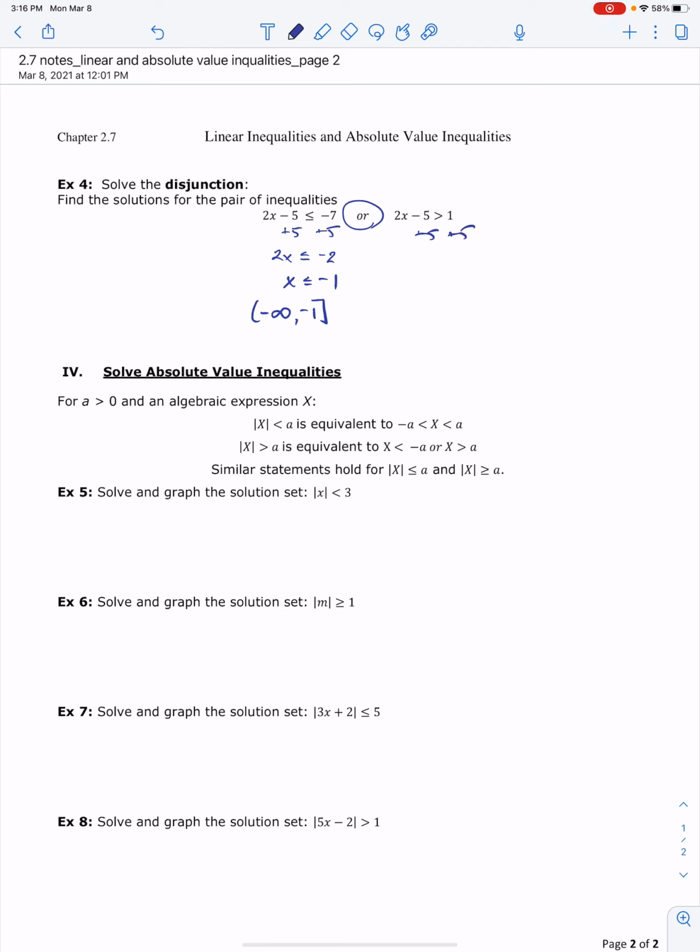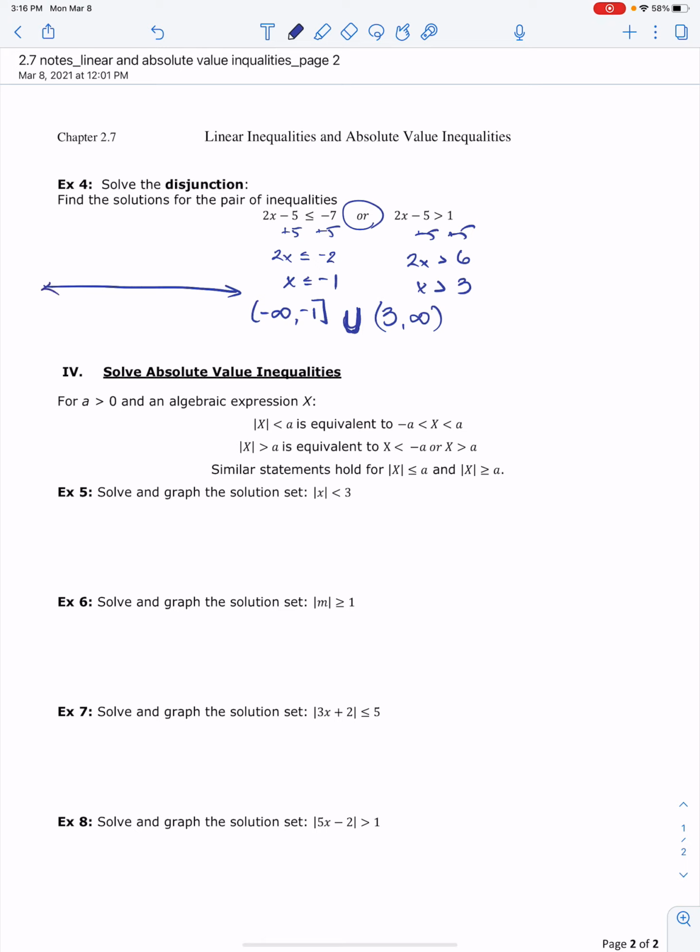Notice I go through the same steps on this one. I get 2x is greater than 6. x is greater than 3. That's 3 to infinity. Union. My solution can live in either of these two pieces.